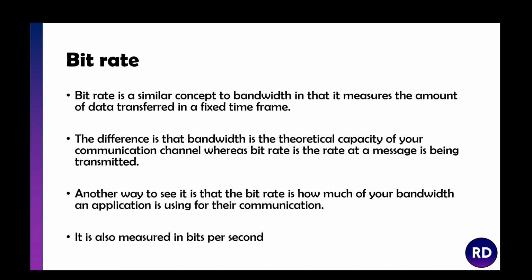The actual bit rate is the actual rate at which a message is being transmitted, which can vary. If you're downloading something from America and you're all the way in Vietnam, it's not necessarily going to be as quick as downloading something from England while living in England. Another way to see bit rate is how much of your bandwidth an application is actually using for its communication, because not every application is going to use all of your bandwidth, otherwise you won't be able to do anything. And it's also measured in bits per second.